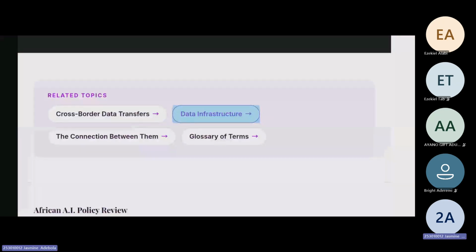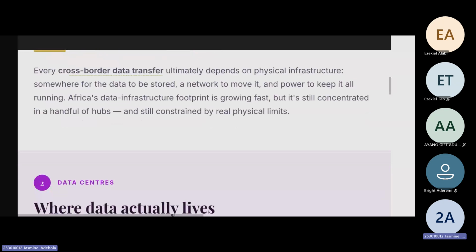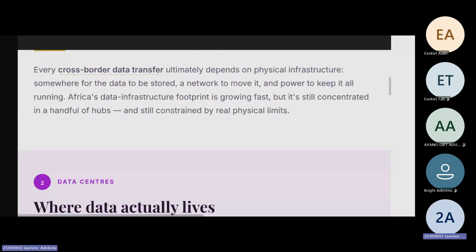And then the next concept is data infrastructure. So every cross-border data transfer, as we've mentioned earlier, ultimately depends on physical infrastructure: somewhere for the data to be stored, a network to move it, and power to keep it all running. Africa's data infrastructure footprint is growing fast, but it's still concentrated in a handful of hubs and is still constrained by real physical limits.